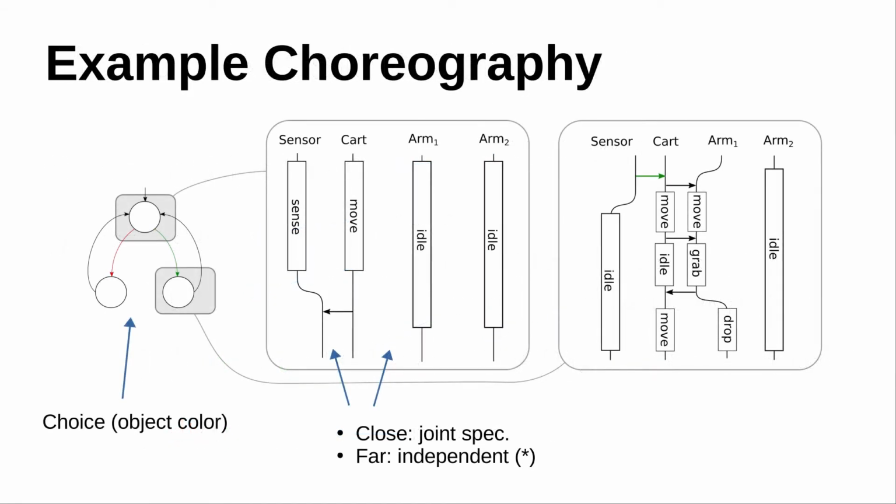Here's the choreography for the sorting example, represented visually as a high-level message sequence chart. It has been simplified to fit the slide. On the left, you can see the overall structure: a big while loop with two branches. The choice between the two branches depends on the object's color. On the right, we show the details of the part up to the choice and one of the branches.